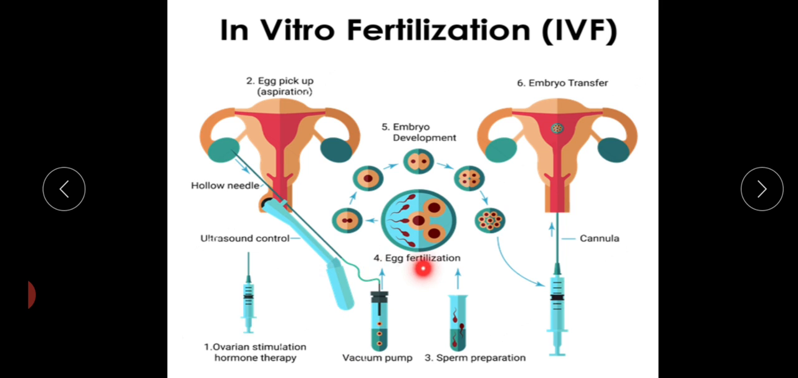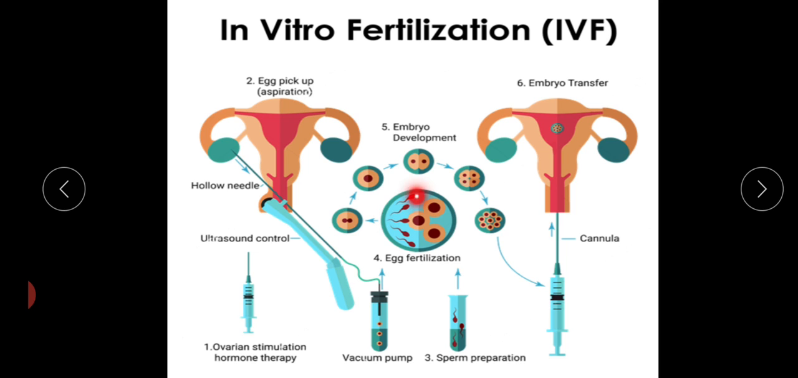After that, the third step is sperm preparation. From the donor, or the male partner, sperm is collected and prepared properly. That means all the conditions required by the sperm are created. Now we have collected lots of eggs, and they are given the prepared sperm. Now fertilization will take place: there is a male gamete and a female gamete, so there will be a fusion.